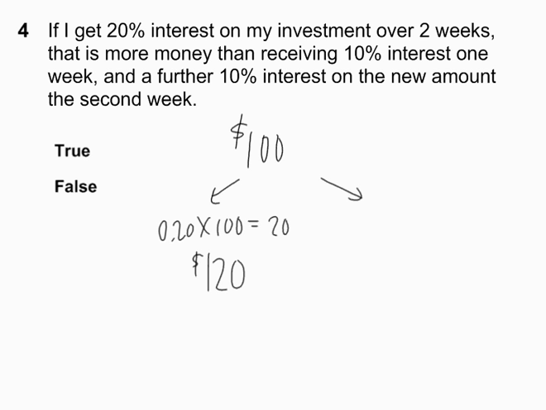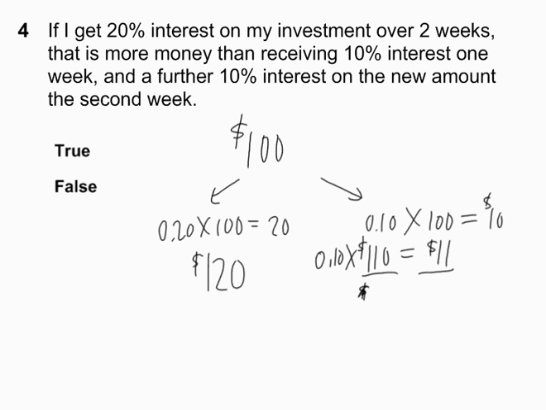But the other way, if I get 10% interest in the first week, 10% of $100 is $10. That means after 1 week, I now have $110 in the bank. But that $110 is going to grow a further 10% of 110. If I do 10% of that, it's $11. Add that to my 110. Over 2 weeks, using this method, I will have $121, which means the answer is false. It is better to get 10% interest and 10% interest than it is to get a straight up 20% interest.